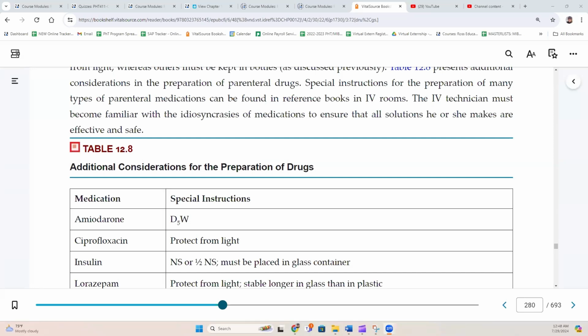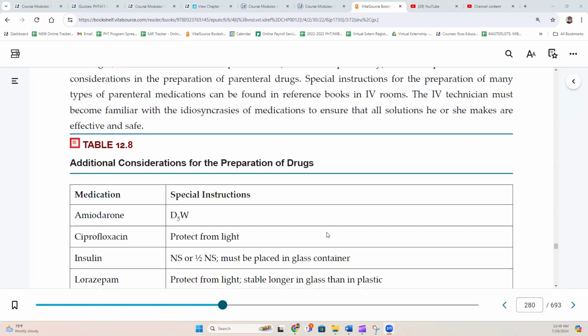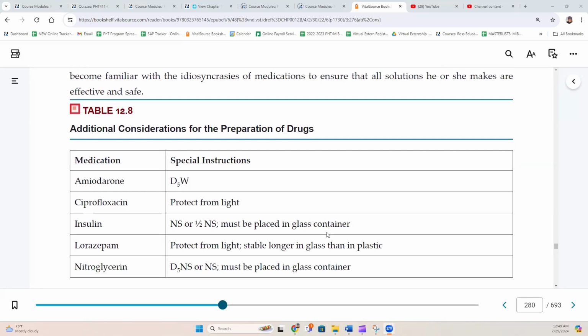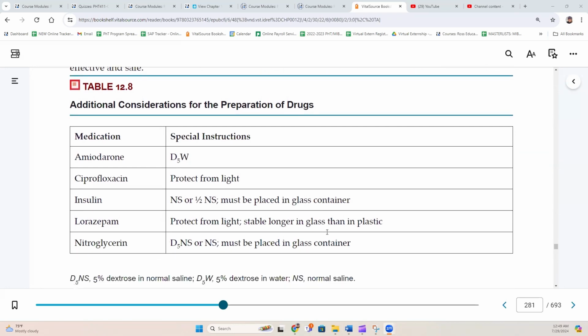Special instructions for the preparation of many types of parenteral medications can be found in reference books and IV rooms. The IV technician must become familiar with the idiosyncrasies of medications to ensure that all solutions he or she makes are effective and safe. Table 12.18 is where it shows additional considerations for the preparation of drugs.